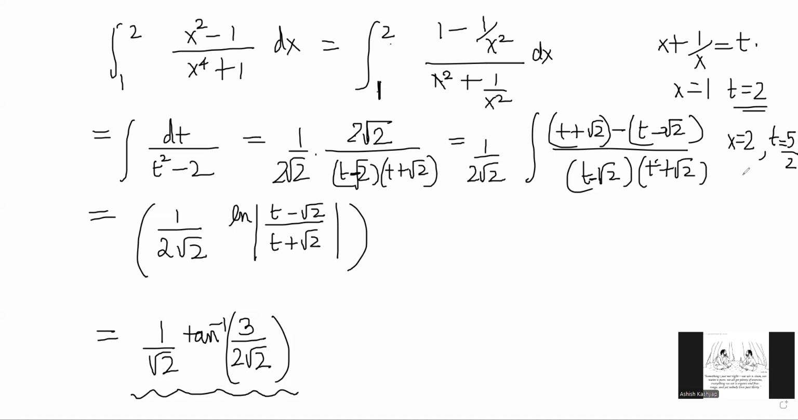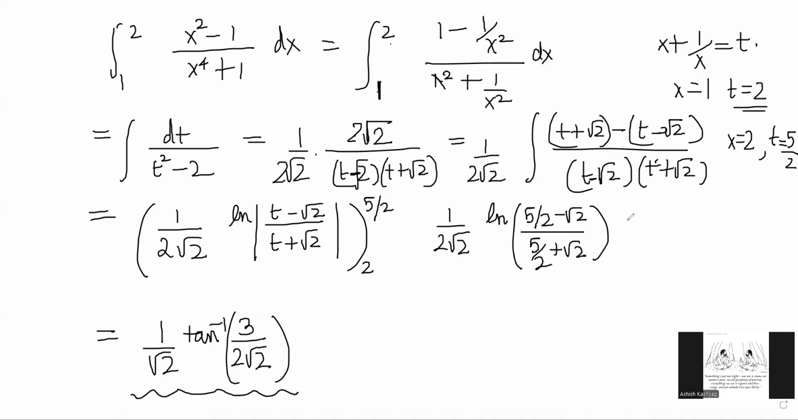For t, the limits are 2 to 5 by 2, right? So this is going to be evaluated from 2 to 5 by 2. So you will get 1 by 2 root 2 ln of (5 by 2 minus root 2) divided by (5 by 2 plus root 2), minus 1 by 2 root 2 ln of (2 minus root 2) divided by (2 plus root 2), right? This is what we are getting as our expression, right?